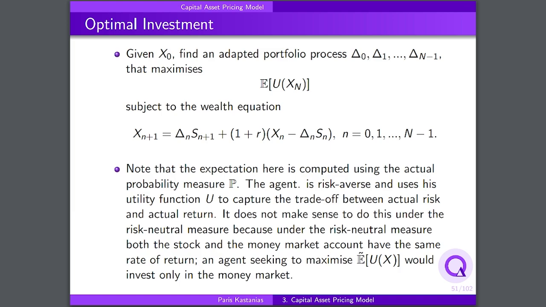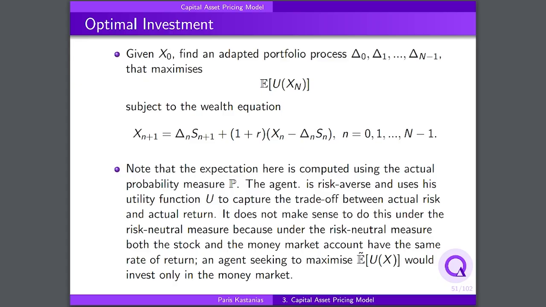Right. So this thing is like the problem in the first slides. Delta is the number of stocks we own at a particular time, in this case n. S is the stock price at time n plus 1, times 1 plus r. So the thing that we were doing in the first slides was that we had a combination of stocks and bonds.